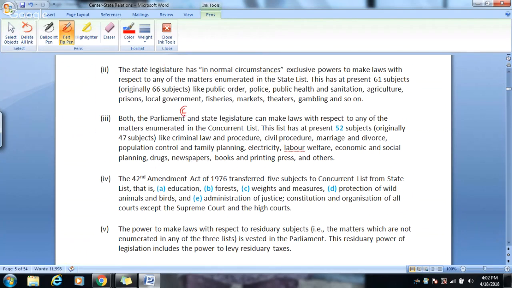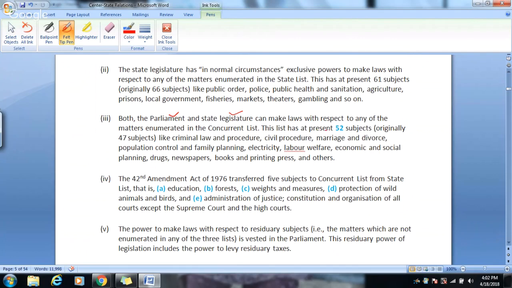So what about the concurrent list? We have a total of three lists in the 7th Schedule: the union list, state list, and concurrent list. We have seen the union list, we have seen the state list. So let us discuss the concurrent list. Here both Parliament and the state legislature can make laws with respect to any of the matters enumerated in the concurrent list. So the meaning is simple. Whatever subjects or matters are in the concurrent list, Parliament is empowered and the state legislature is also empowered to make the laws.